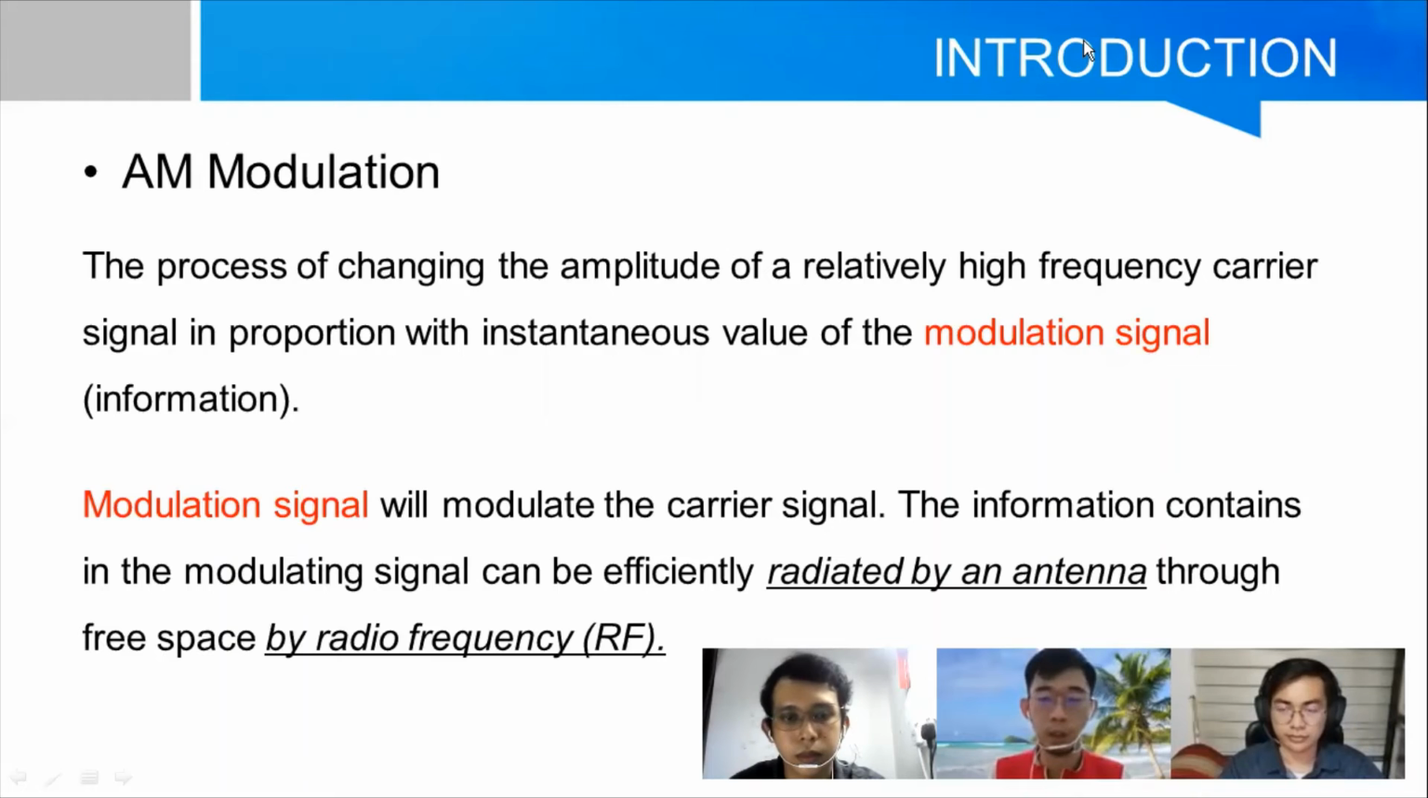The AM modulation is the process of changing the amplitude of a relatively high frequency carrier signal in proportion with the instantaneous value of the modulating signal. The modulating signal modulates the carrier signal. The information contained in the modulating signal can be efficiently radiated by an antenna through free space by radio frequency, RF. Next slide.